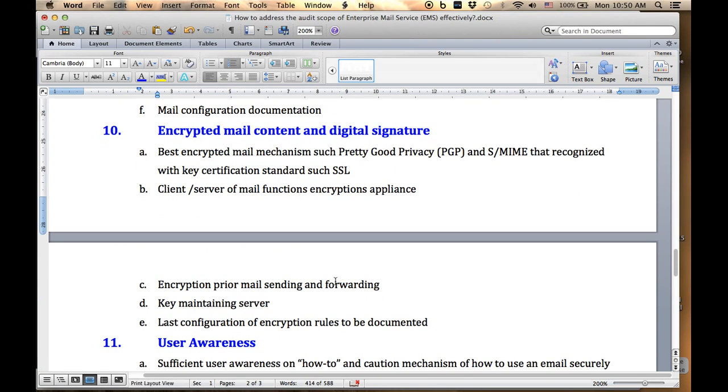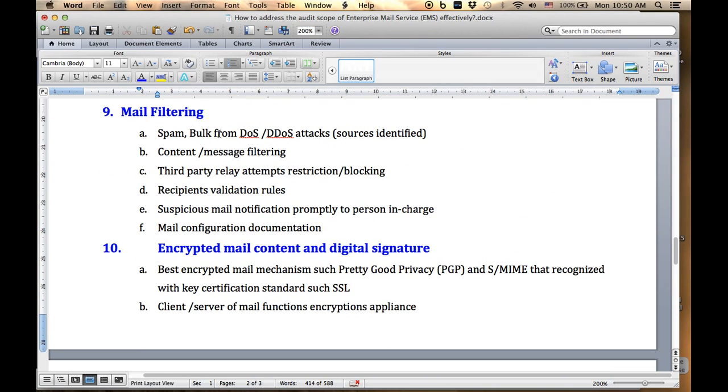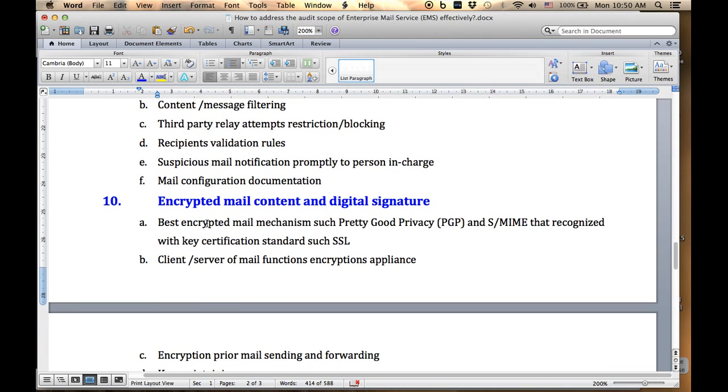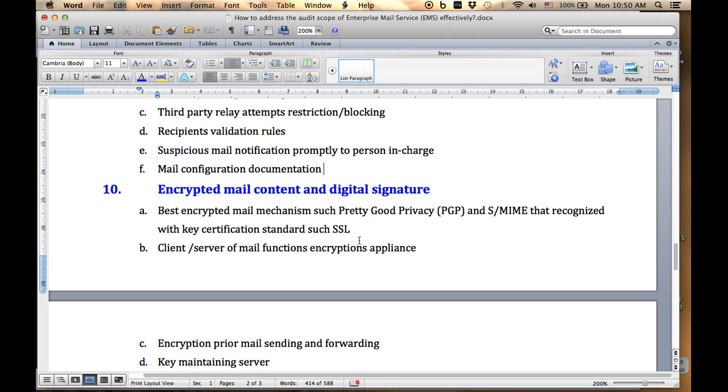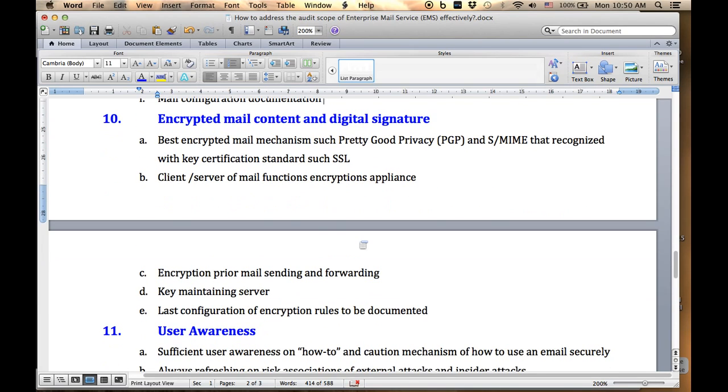Number 10 is encrypted mail content and digital certificate. This is similar to the mail filtering, but focused on encryption only. We need to ensure that the mechanism uses a best-practice mail encryption approach like Pretty Good Privacy, PGP, or S/MIME, protocols recognized by key certification standards, like SSL, Secure Socket Layer. The next is client-server or mail function encryption appliance.